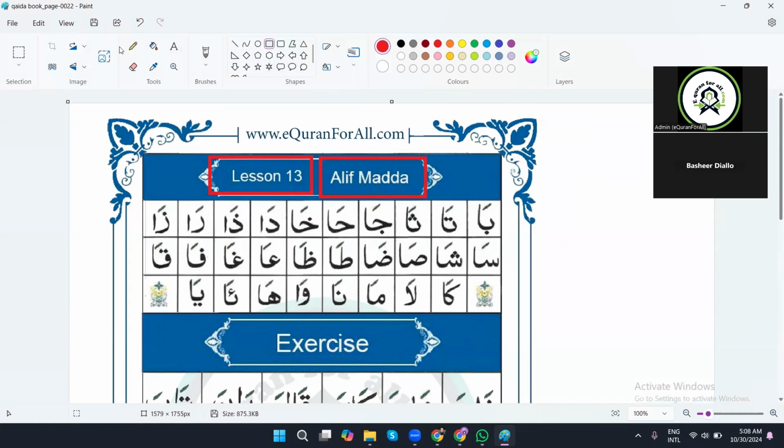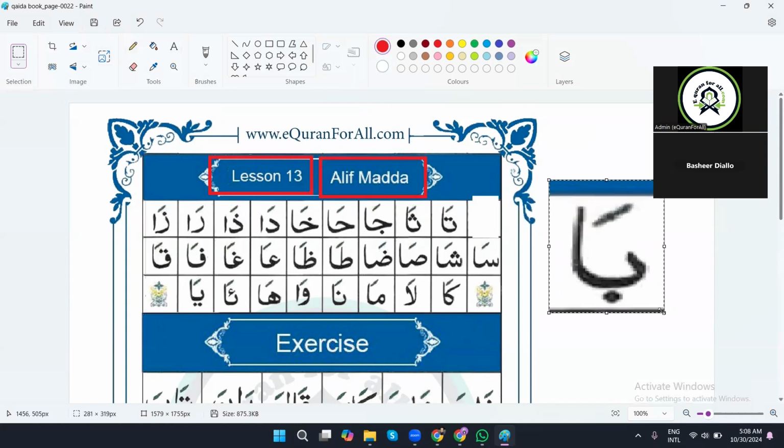For example, in the first word, you can see that we have ba, and ba has fatha on it, right? And after ba, we have alif. The alif doesn't have any sign here, so we will call this alif madda.